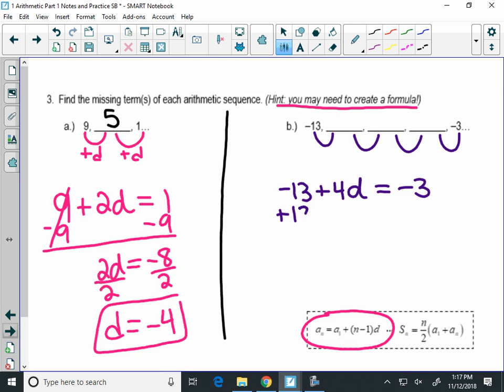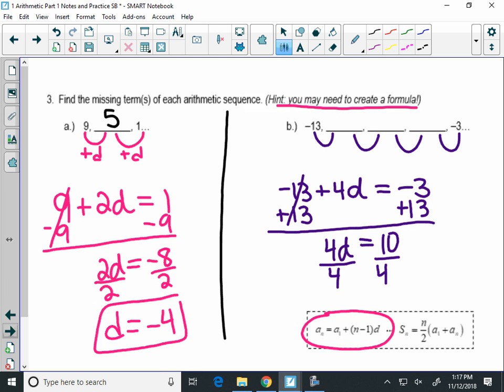Alright, so I add 13. I just like these ones. They're so enjoyable. 4d equals 16. Who doesn't like finding common differences? Don't you guys? Whatever. This is fun. I like these. I actually really like these problems.